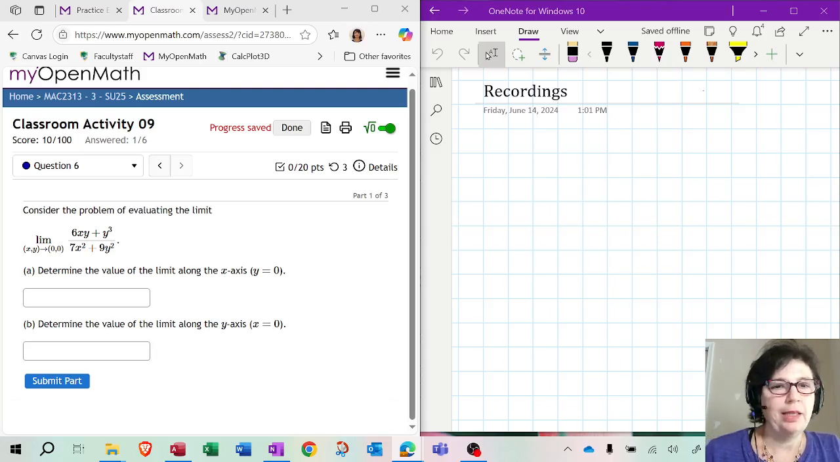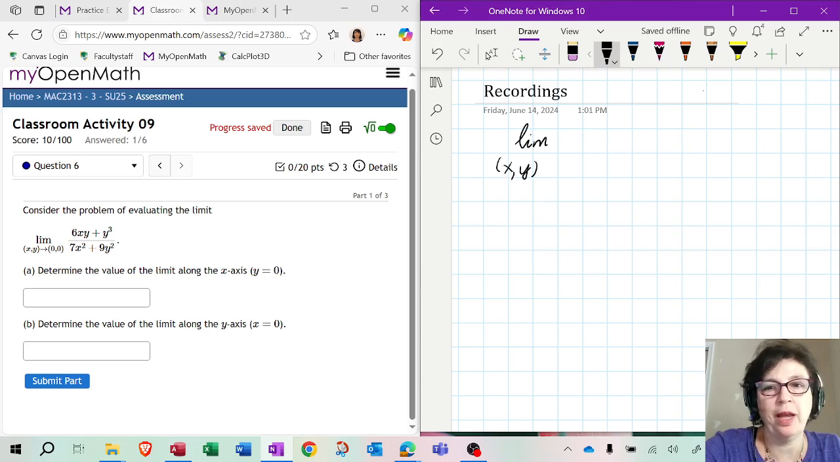Okay, guys, in this example, we're going to look at computing the limit of a function of two variables. And this is a limit that most likely will not exist, but we're going to have to prove why that's the case. We've got (6xy + y^3) divided by (7x^2 + 9y^2).